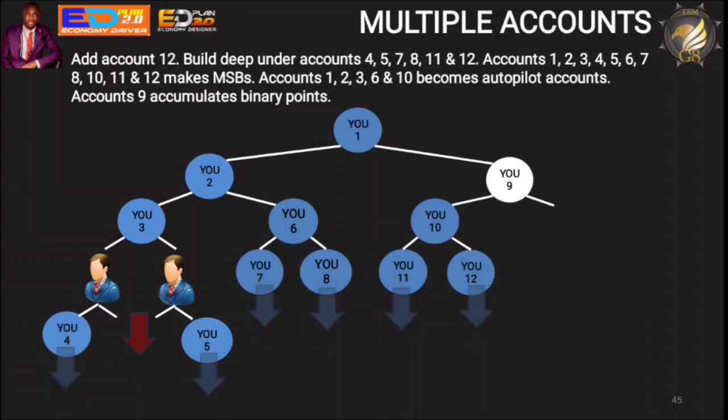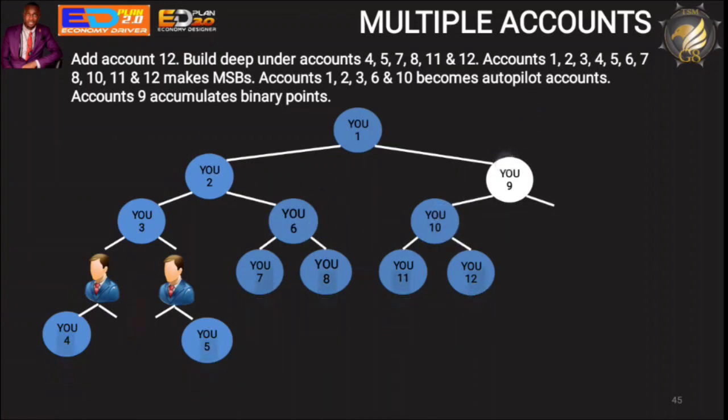Now, the next step is you add account 12. You build deep under account 4, 5, 7, 8, 11, and 12. Account 1, 2, 3, 6, and 10 become autopilot. Account 9 accumulates binary points.